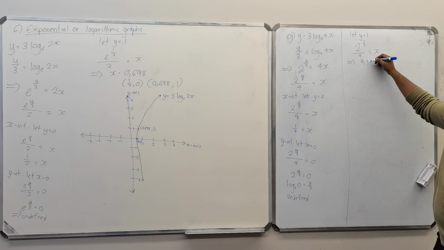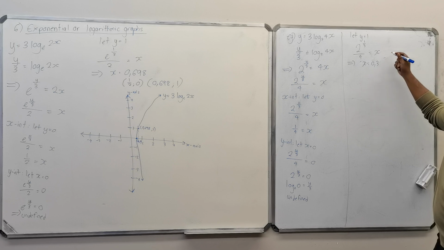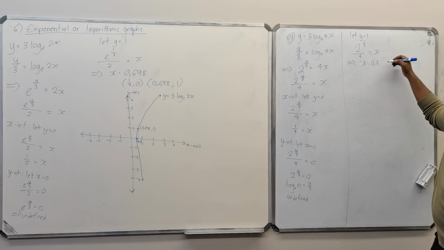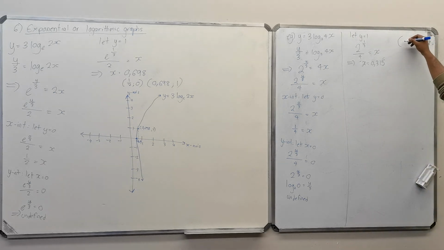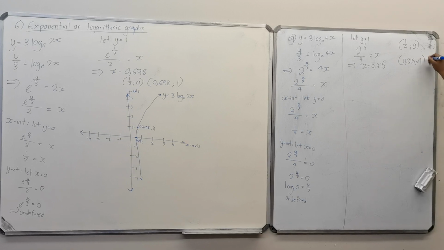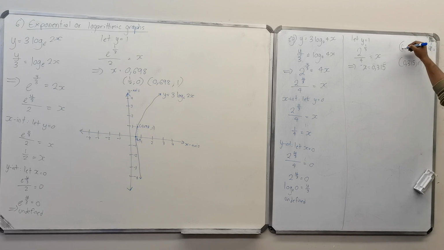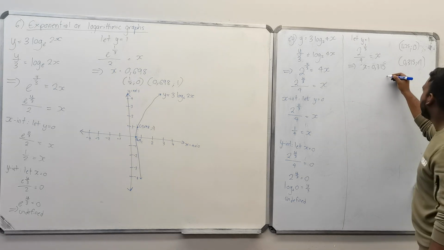0.3. 0.3. I'm just leaving it like that. Okay, so now we got 2 points. Our 2 points is a quarter and 0, and your other point is 0.315 and 1. Remember, quarter is 0.25. Okay? So, let's plot it.